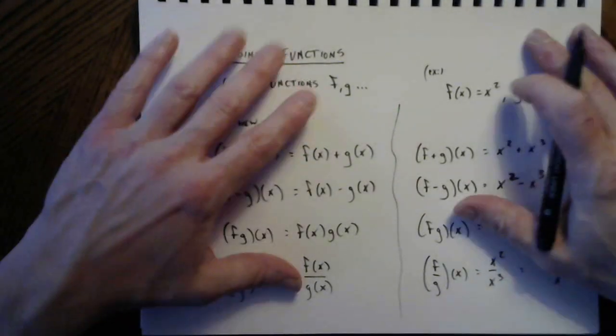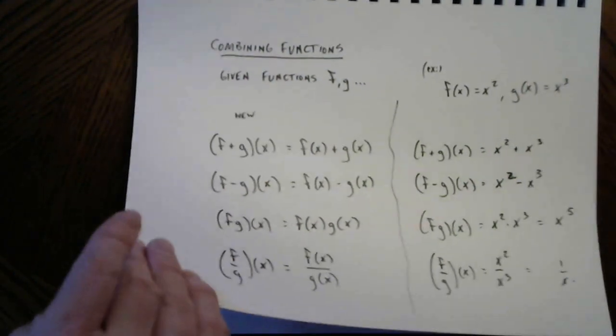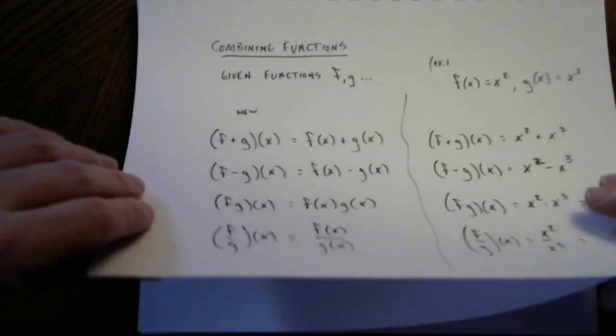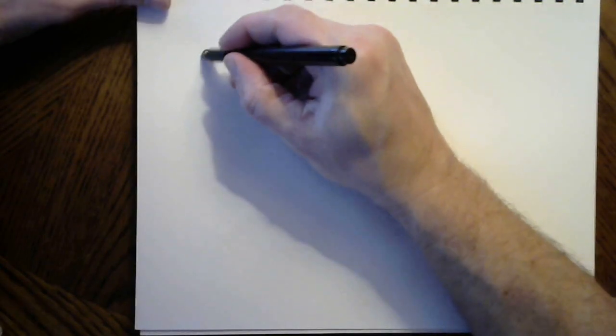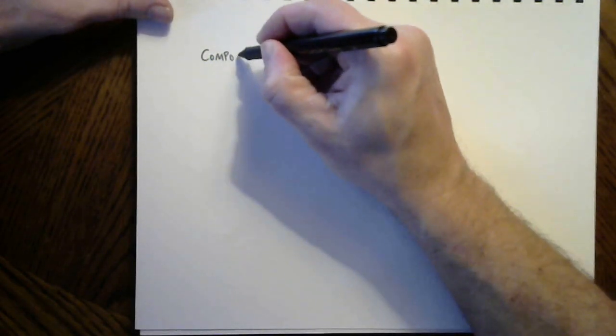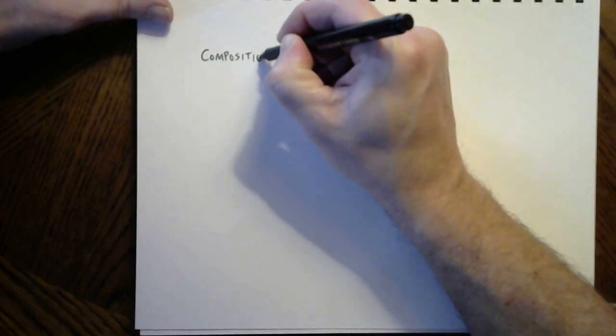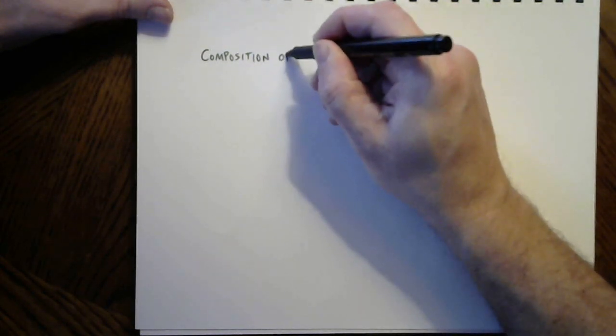Reality is you're not going to see a whole lot of this, but you are going to see a whole lot of what's next. And it's a much different way to combine functions that we call composition. Composition of functions.